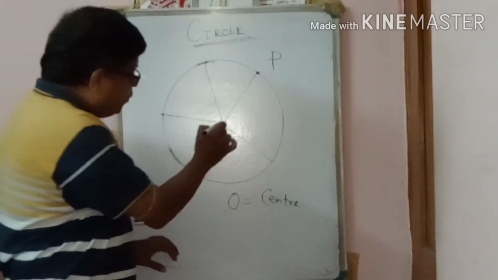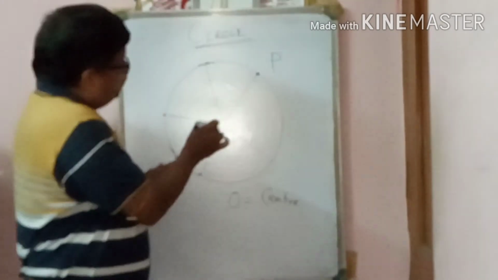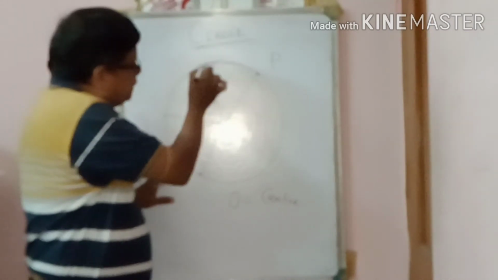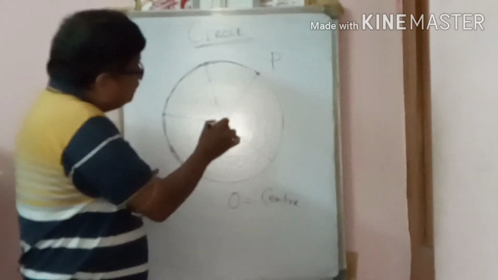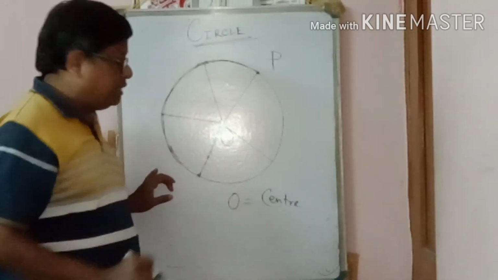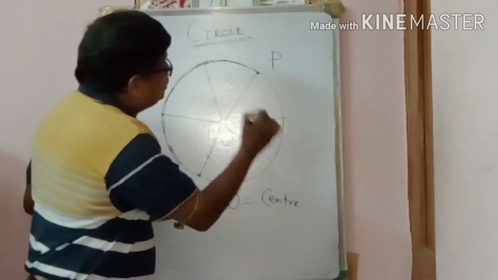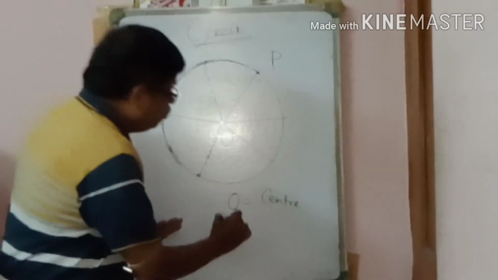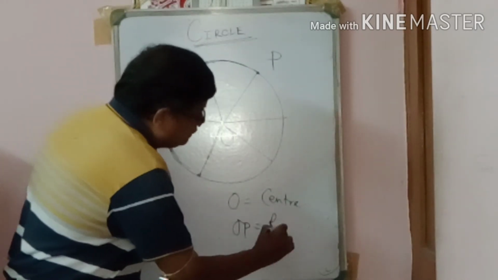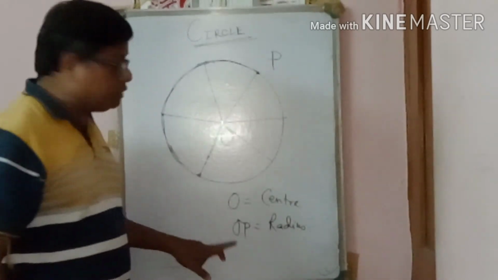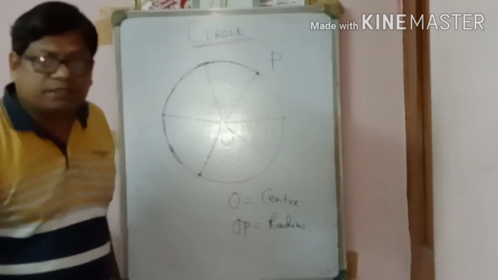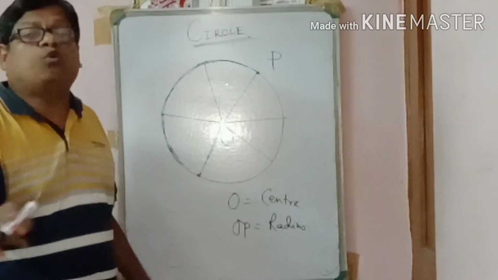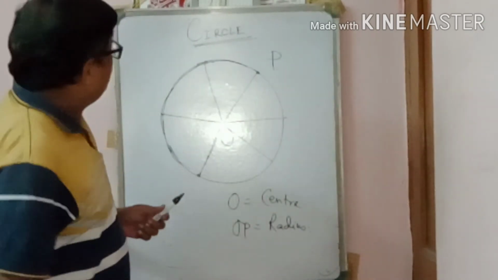The fixed point, and the distance from the fixed point to the moving point. This point is the moving point. The point moves here, and the distance from the fixed point is always the same. Then this distance is called its radius. That is, we can write OP is the radius. And what is diameter? Diameter is the greatest chord of a circle. Greatest chord. What is a chord? See, I am asking what is a chord?